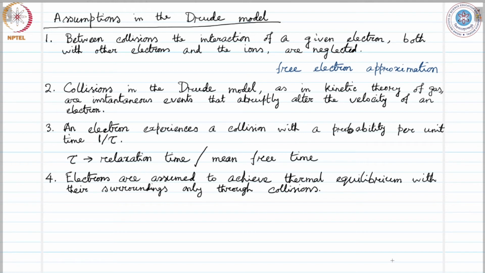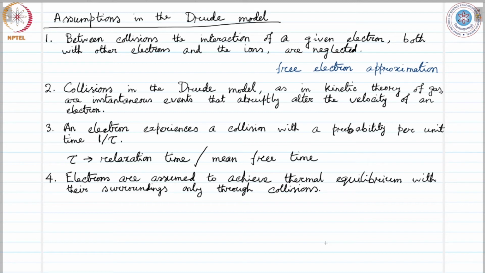Many of these assumptions are pretty drastic, and it's very difficult to justify them, but within these assumptions it's easy to work out some mathematics, and that's the reason we make these assumptions, work out the mathematics, and test our model, that is the Drude model, against experiment and see what we have achieved.